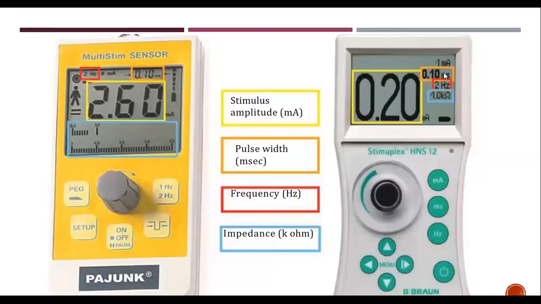orange color in milliseconds. That is 0.1 milliseconds, commonly kept. And frequency, 2 Hertz, is kept in red color. It is depicted, and then impedance in kilo ohms. Here it is marked as 1 kilo ohm.